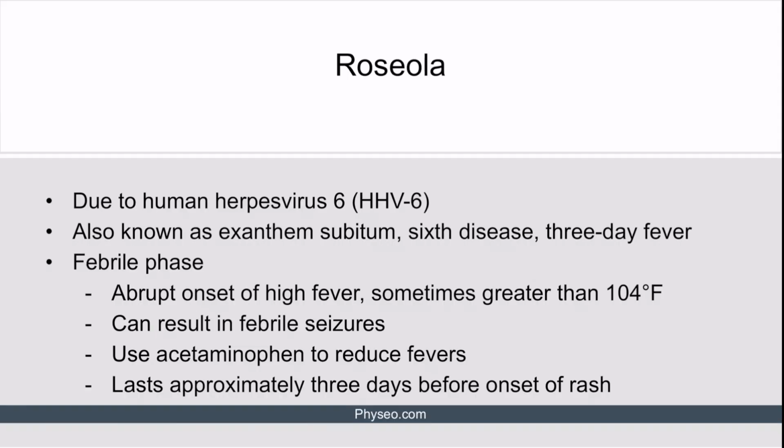Okay, now let's move on to discuss roseola. This is a pediatric exanthem that occurs due to human herpes virus 6. It may also be referred to as exanthem subitum, 6th disease, or 3-day fever.